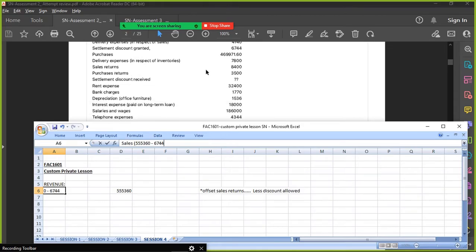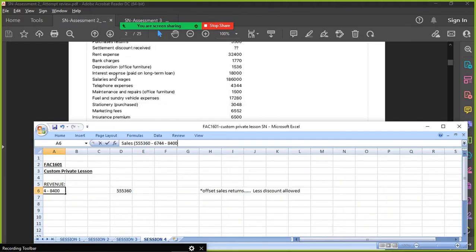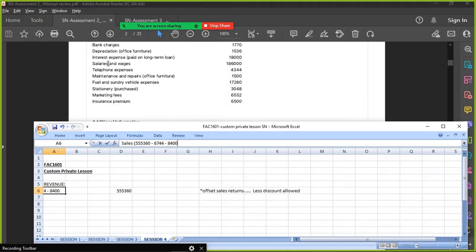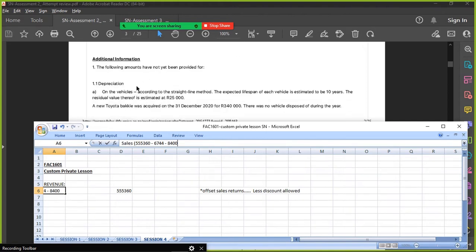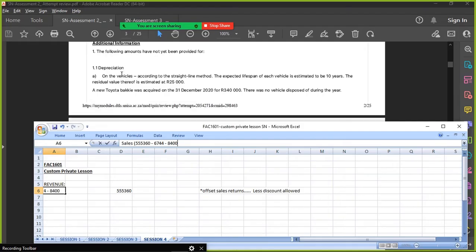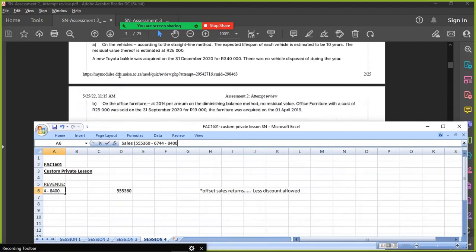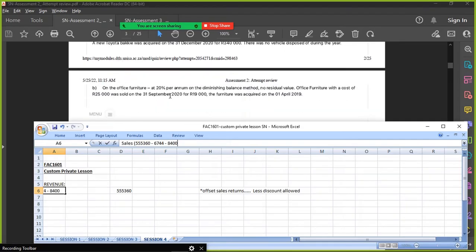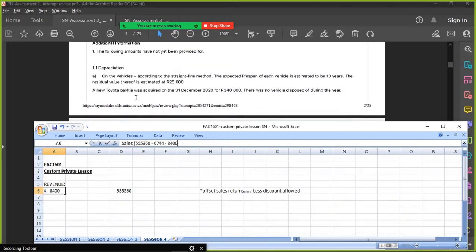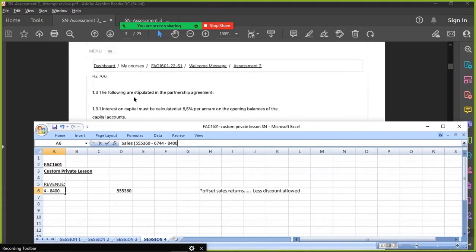Okay, is there anything else here? Purchases, delivery. There's sales returns, 8,400. Anything else? Purchase return, discounts received, rent, bank charges, depreciation, interest, salaries, telephone, maintenance, fuel. That doesn't look like there's anything else. Then if we look at the additional information, the following amounts have not been provided for. Depreciation, you've got 2 vehicles. Office furniture, that's another vehicle actually. You've got vehicles and furniture, that's fine.